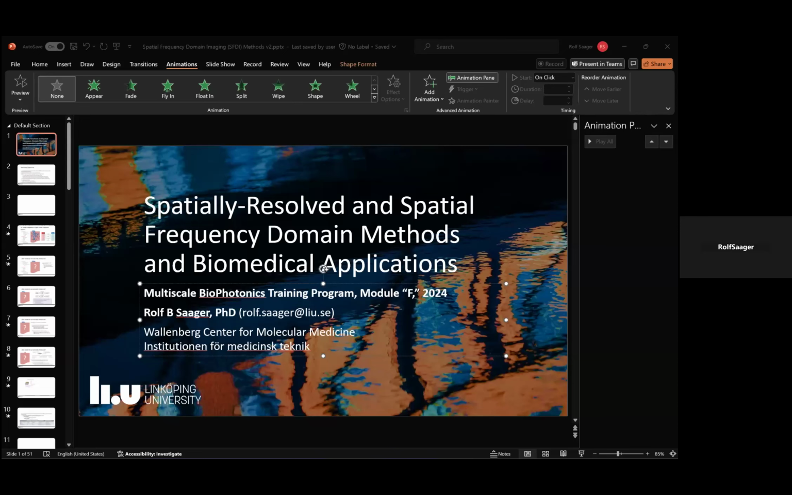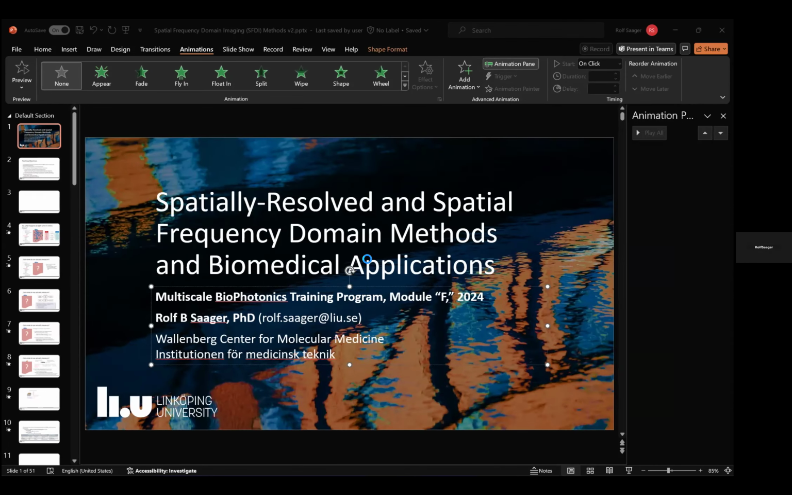I will apologize in advance. I'll be very cursory in this, but we can always ask more questions in between. Since spatial frequency domain imaging is the core of what my group does, I'm going to be talking about that because I think it's the most important thing. It's what I do.